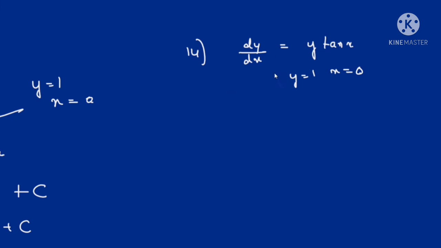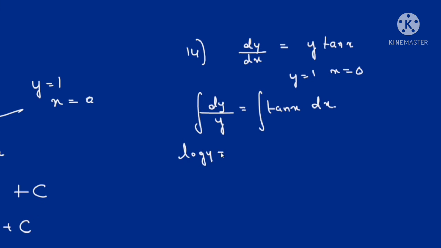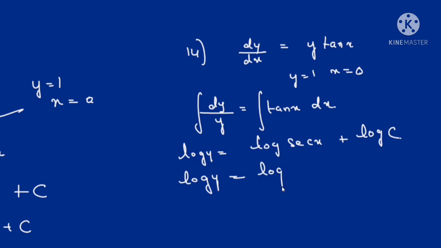dy by dx is y tan x. So separate the variables. So we get dy by y is tan x into dx. Integrate it. So integration of 1 by y is log y. This is log secant x, or you can write minus log cos x also. Log secant x. Everything is log. You take the constant also as log. So you will get log y minus log secant x, or you can write log secant x into c.